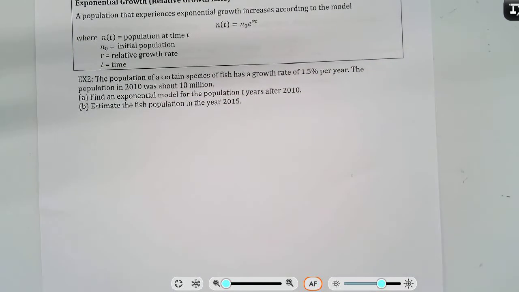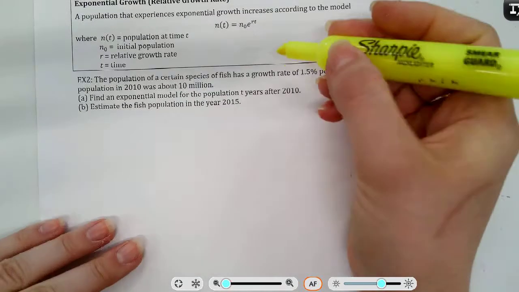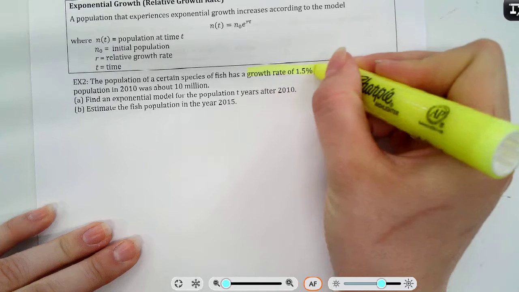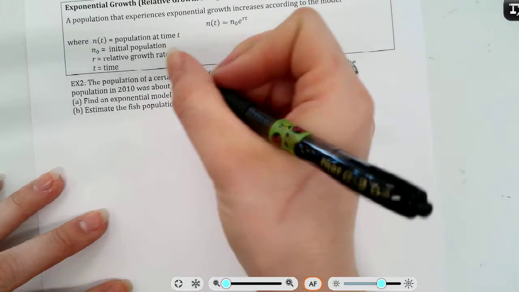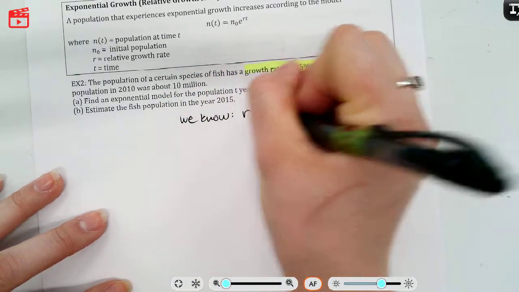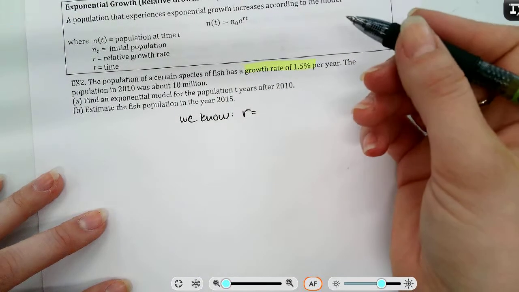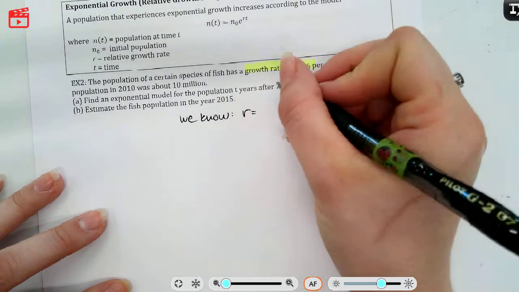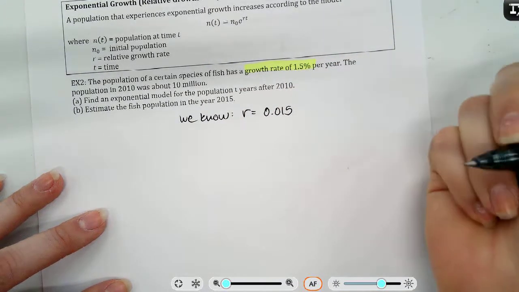All right, well, let's see. What do we know? We know there's a growth rate of 1.5% per year. Okay, what was growth rate? Well, growth rate was R. So we know R is 1.5. I'm going to use that. We don't use percentages in our problem solving, so we're going to just change that to a decimal, 0.015. You could do a fraction.